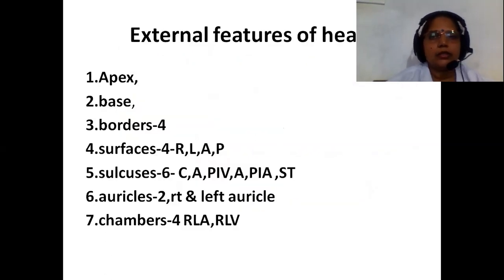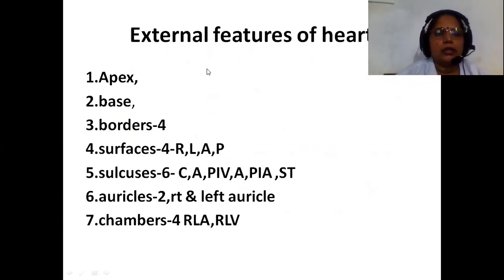Next, what are the external features, or gross features, of the heart? Apex, base, 4 borders, 4 surfaces, 6 sulcuses, 2 auricles, and the 4 chambers. So one by one, we will discuss all the structures.